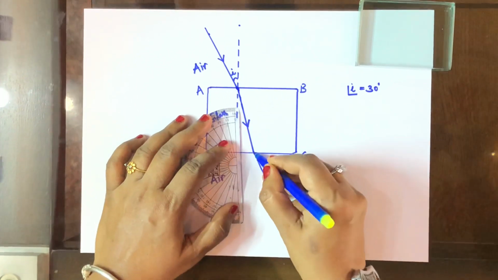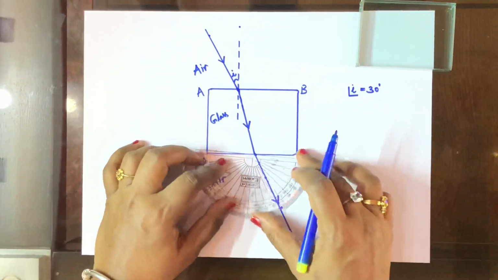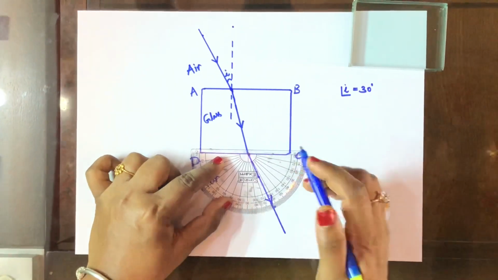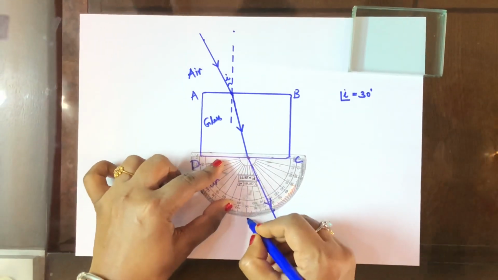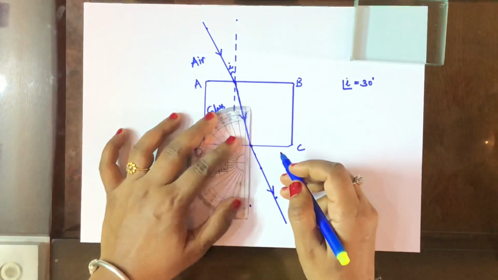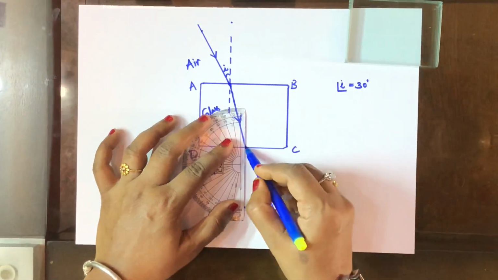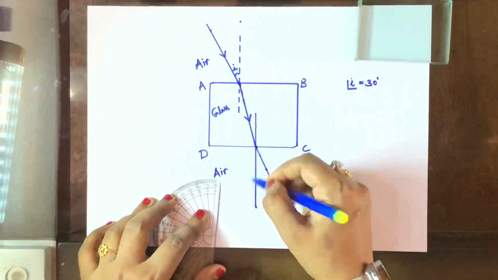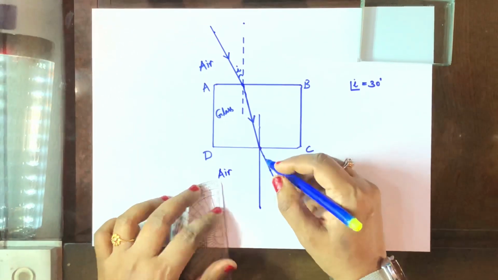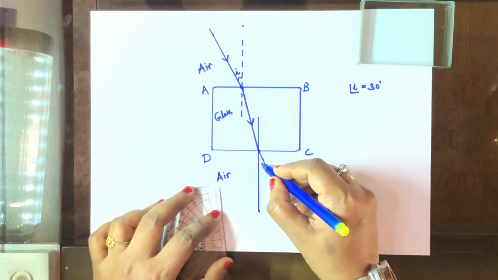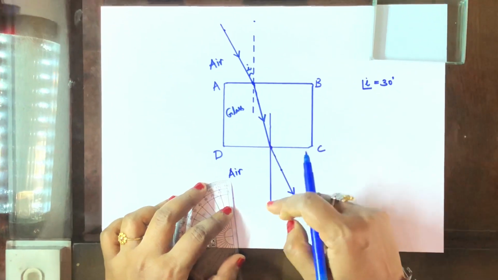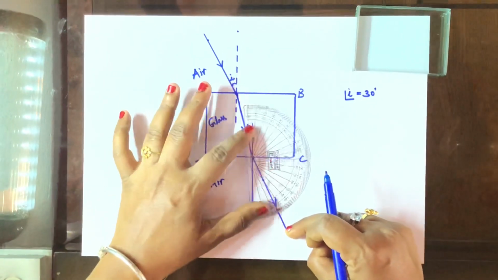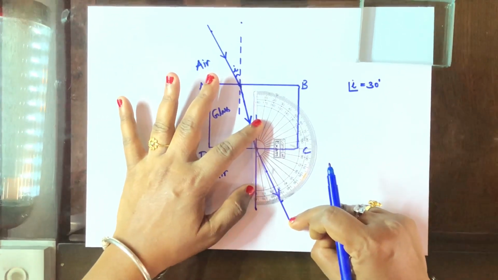So here at this point of emergence, let us draw a normal carefully. That is a perpendicular line, as I am placing the protractor in this manner and measuring the normal. That is 90 degrees to the surface CD. So this is the normal. Now here let us measure the angle of emergence. So that is the angle made between the normal and the emergent ray. So using the protractor, carefully measure the angle of emergence.